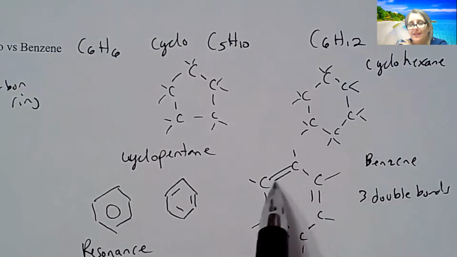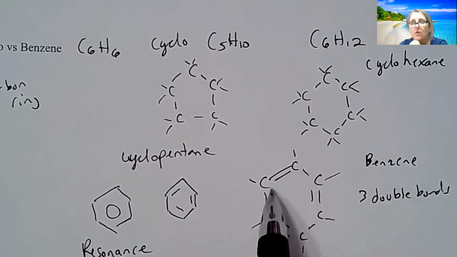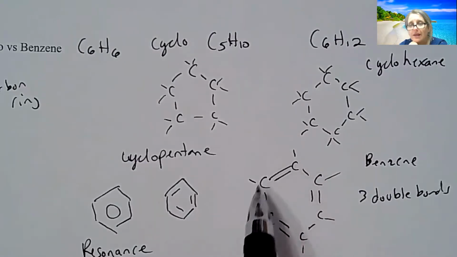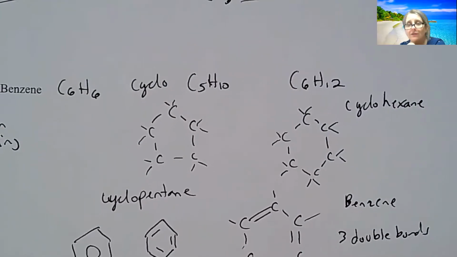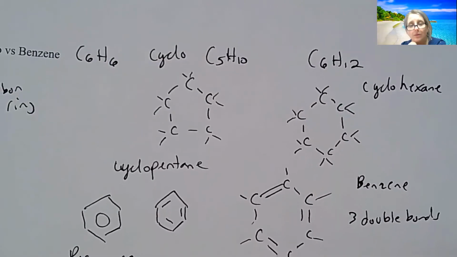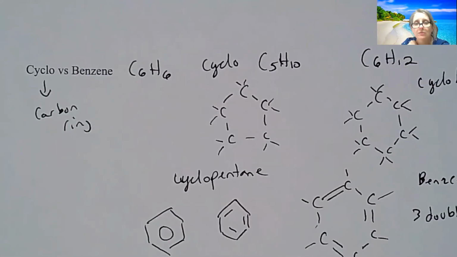So that double bond is actually not there. It's actually in all locations, okay? So those electrons that make that covalent bond are throughout that whole structure. So benzene does have a different structure, has a different number of hydrogens, and that's going to lend itself to some very different chemistry. Okay, so I do want you to know the difference between those 2.